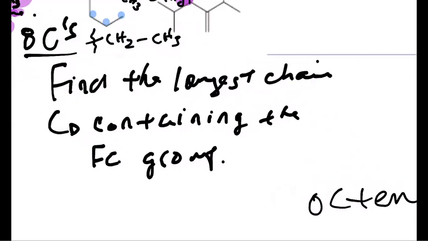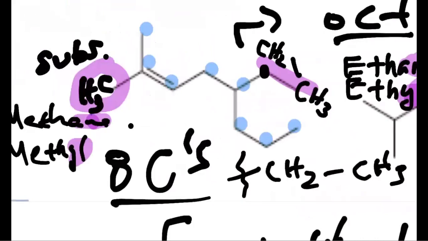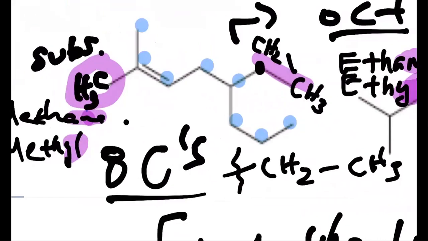Keep in mind, this is an alkene. So where are we going to start counting from? Where the alkene starts to form. Yeah, the closest end to the major functional group. So we're going to start counting here. 1, 2, 3, 4, 5, 6, 7, 8. That okay?